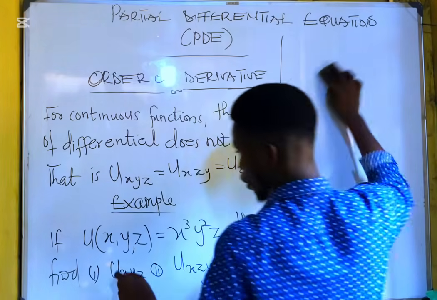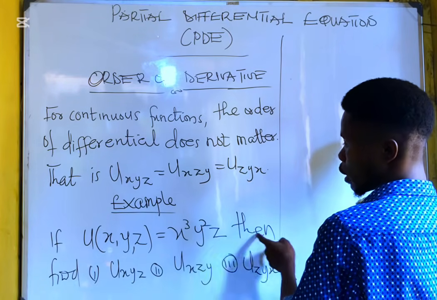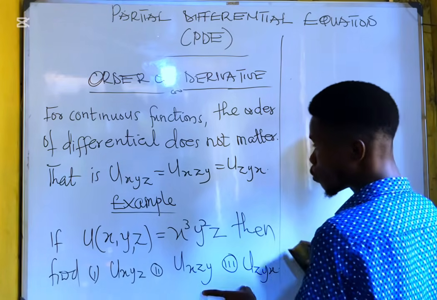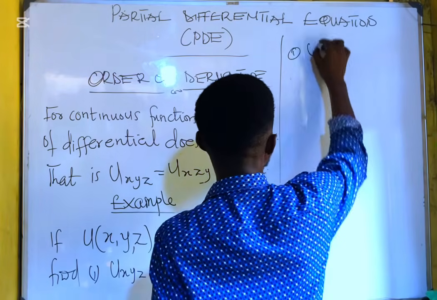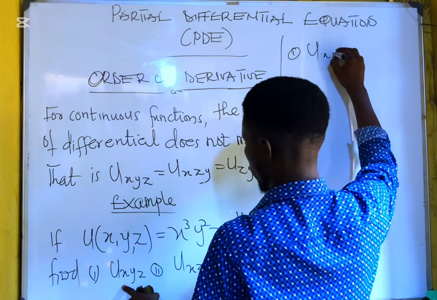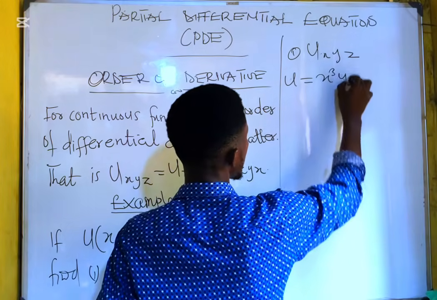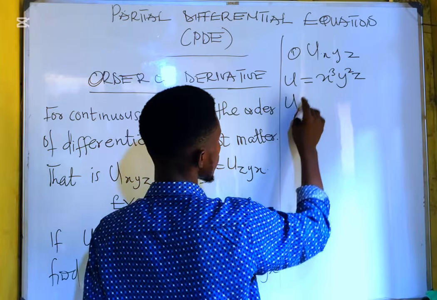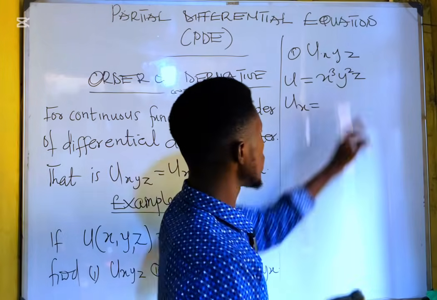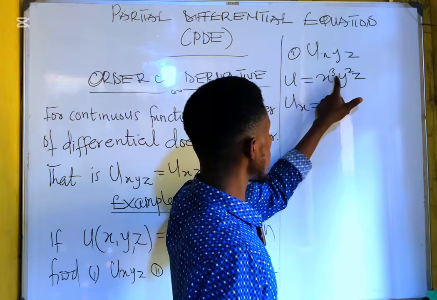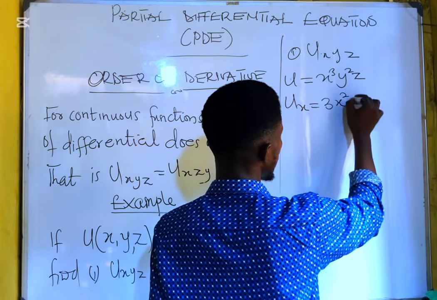So let's see how we can try the example. If u equals x cubed y squared z, then find I. So you just want to prove to see if this one is actually true. So let's start with the I. You should find u subscript xyz. So let's start. You say u is equal to x cubed y squared z. So first, we are differentiating with respect to x first. So partially, the y and z here become constants. So we differentiate x cubed. If we differentiate x cubed, what do you get? You get 3x squared. Then you maintain our constants.